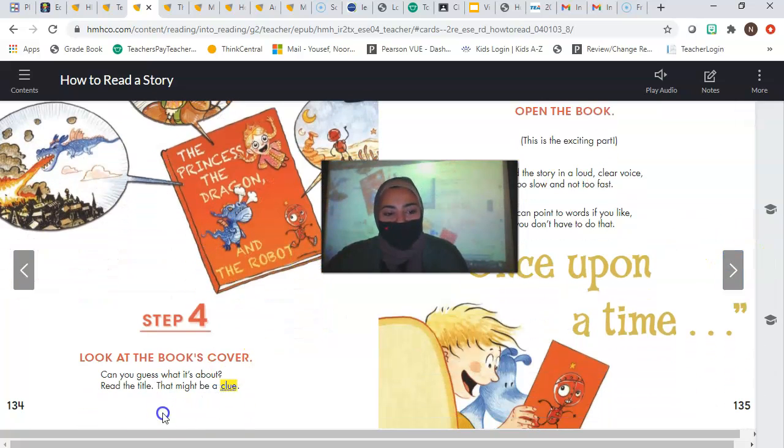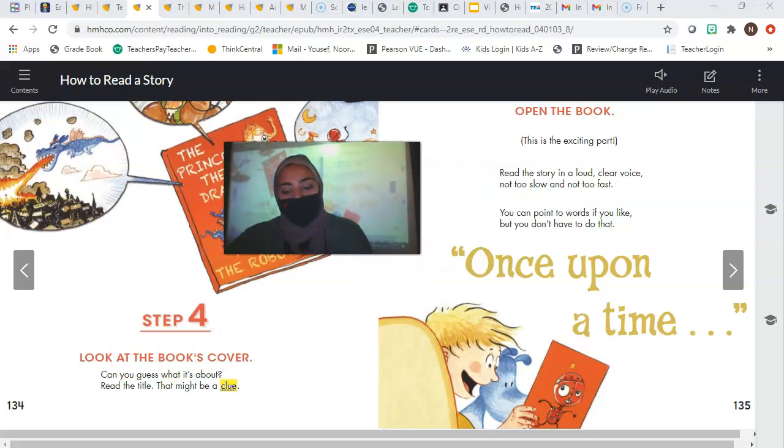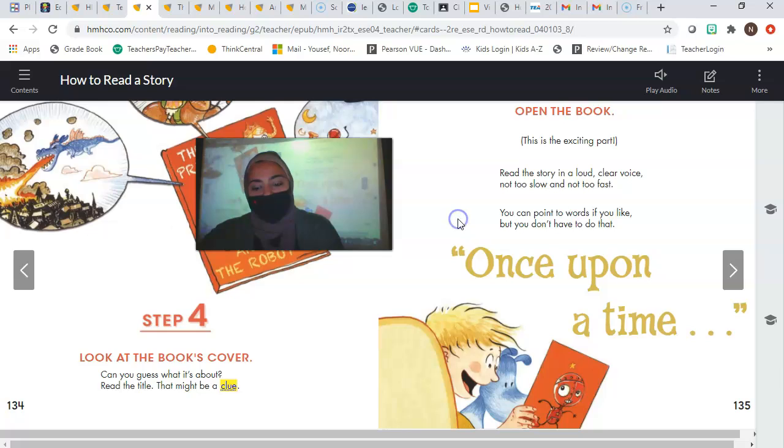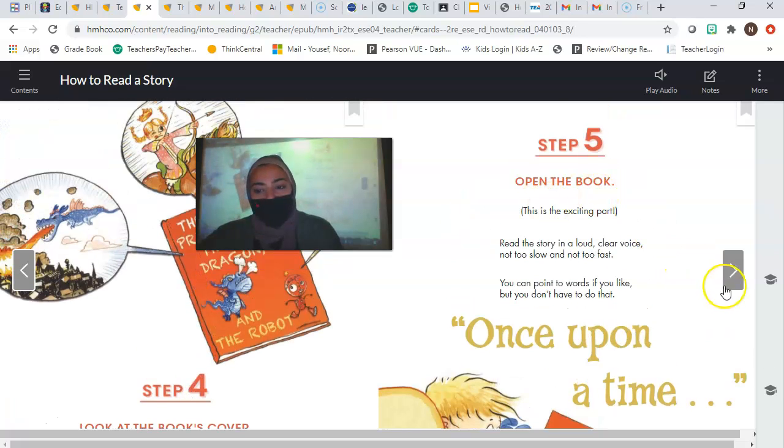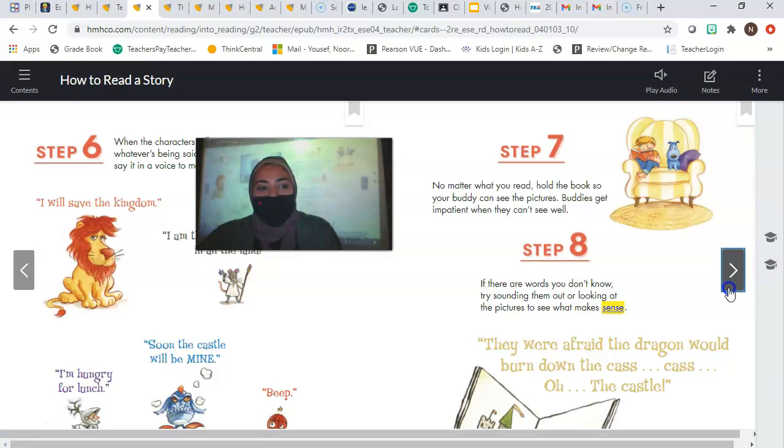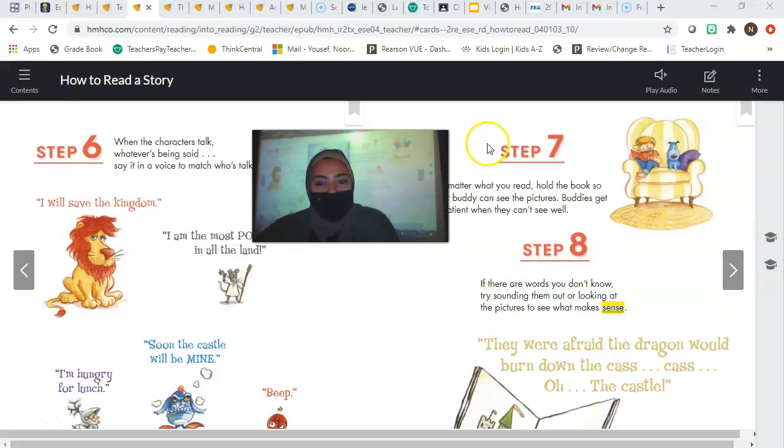Let's read the heading for step 4. Look at the book's cover. How about the heading on step 5? Open the book. Very good. Now, look here. Step 6 doesn't have a heading. Neither does step 7. The question is, why do you think the author does not give headings under these numbered steps? Why do you think, Rena?